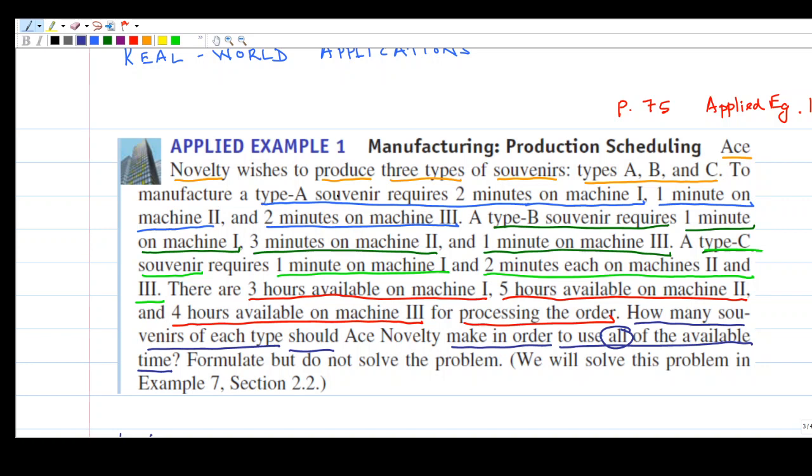It says formulate, but do not solve the problem. We will solve this problem in example 7 in section 2.2. Right.